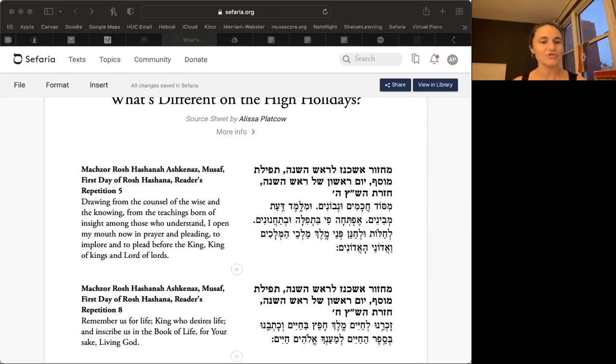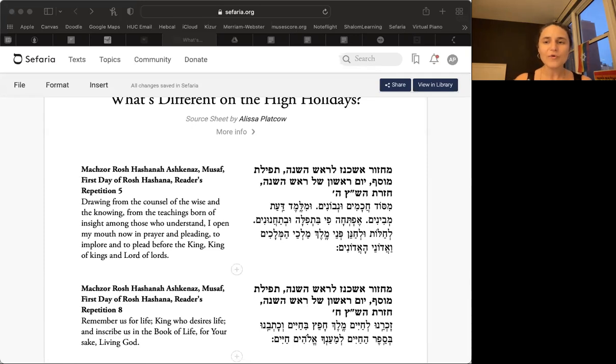So these first two lines, drawing from the Council of the Wise and the Knowing, from the teachings born of insight among those who understand, that line is there almost as a framing to say, what you're about to hear is not just the normal Shabbat Amidah. This is an Amidah that has piyutim throughout it. We have like seven piyutim just in the Shacharit one alone. And a piyut is a liturgical poem written anywhere from temple times all the way to today. And it's often put to song, but sometimes it's just read quietly.